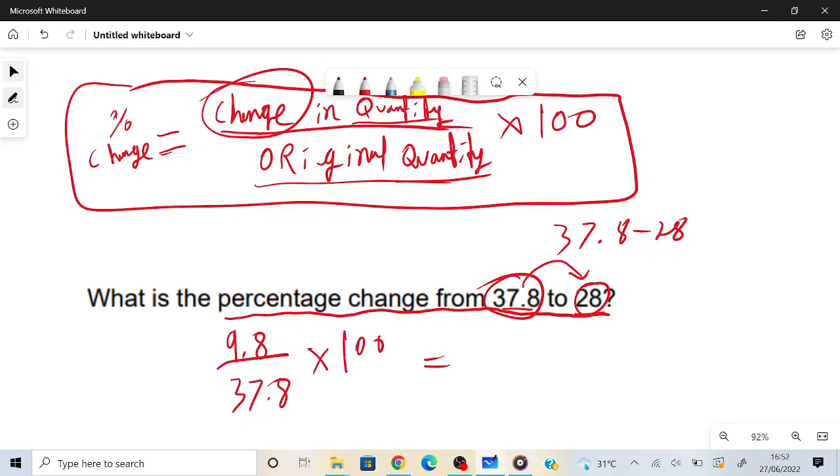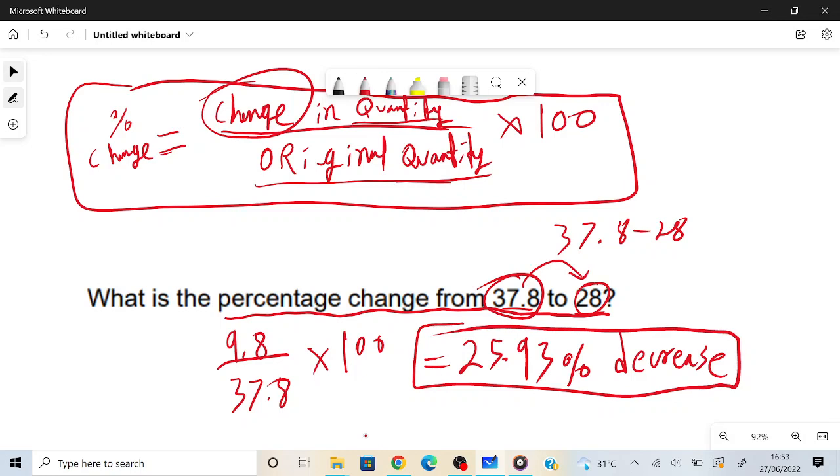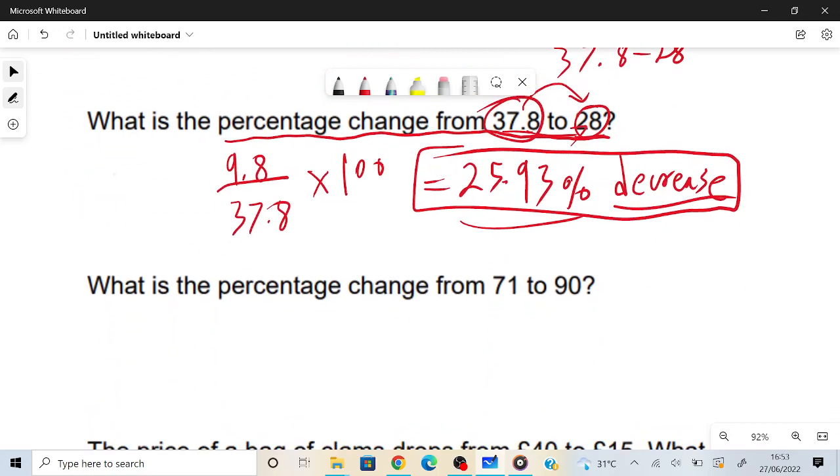Putting this in your calculator, 9.8 divided by 37.8 times 100, that is 25.93% to 2 decimal places. Now this is a percentage decrease. Some exams might not require you to write whether it's an increase or decrease, but I'll do it here to be on the safe side, but you should know if your exam does require that. And it's a decrease because the value is obviously decreasing, and that is your final answer for that question. Now on to the next one.